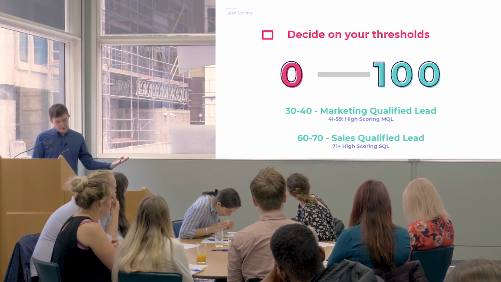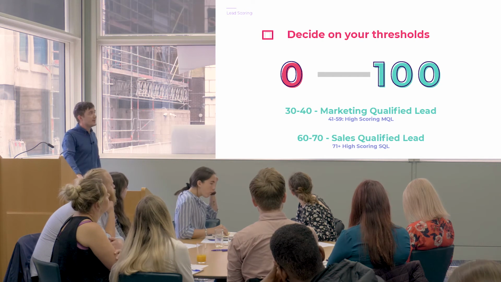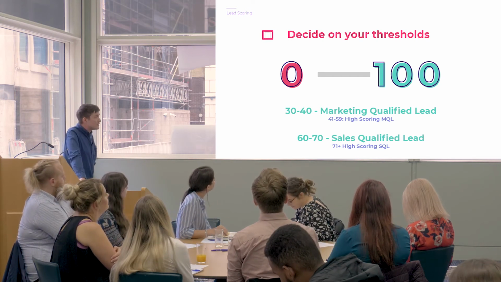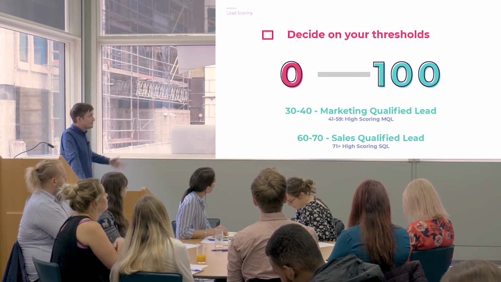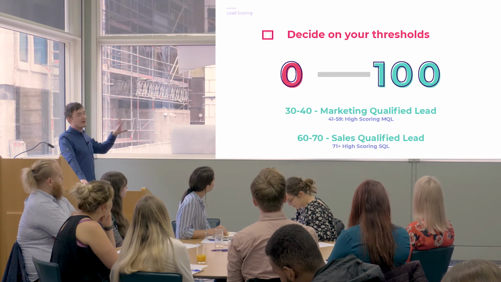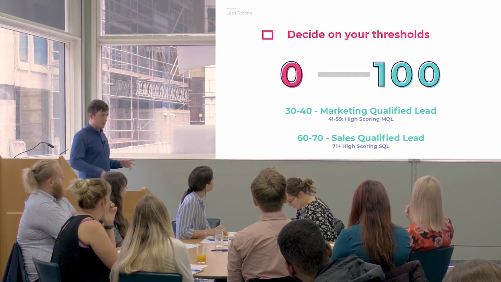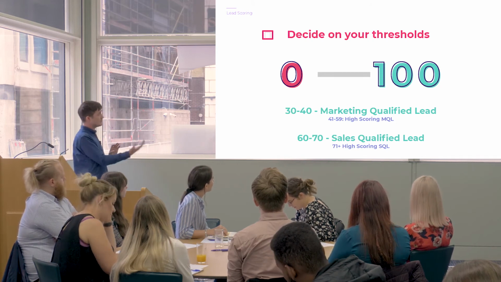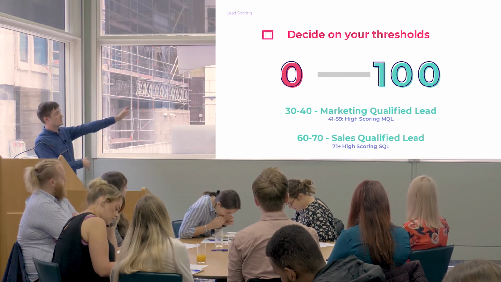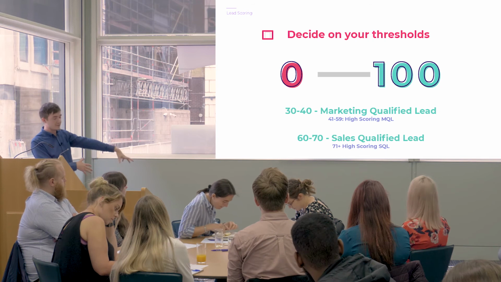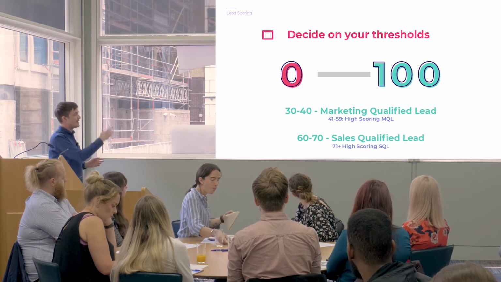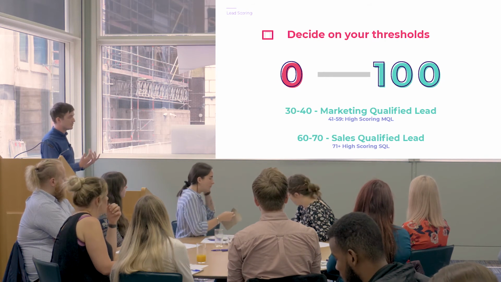Once you've done that, as I've mentioned, decide thresholds. So this is roughly how we look at it as well. So 0 to 100, anything above 30, you might want to, this is just my ideas. Everyone's got their own sales process and a way of doing it, but anything plus 30, MQL, up to 60, so 41 to 60, a high scoring MQL, so somebody that's a really qualified, marketing qualified lead, and then anything plus 60 becomes sales qualified.